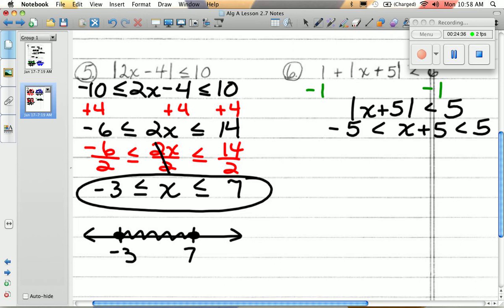And what's our next move? Subtract 5 from every region. Subtract 5, subtract 5, subtract 5, because we're trying to get x alone, aren't we? Okay, what's negative 5? Take 5 more away. Negative 10.